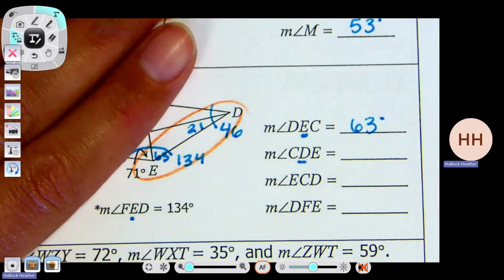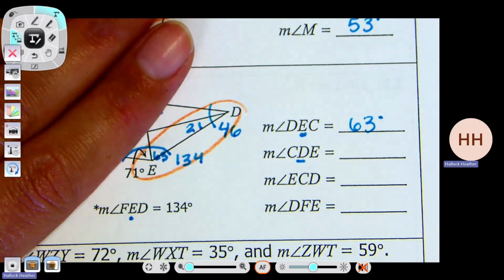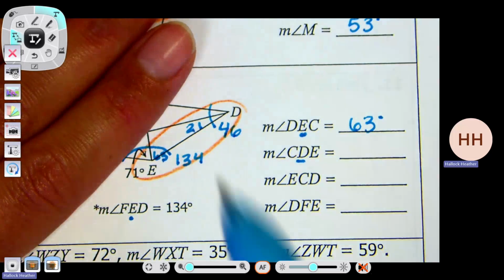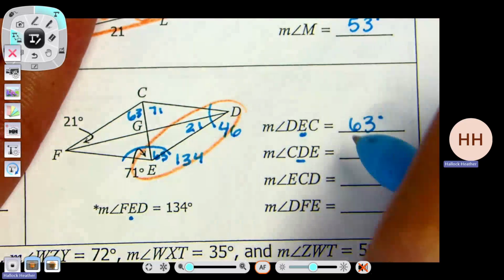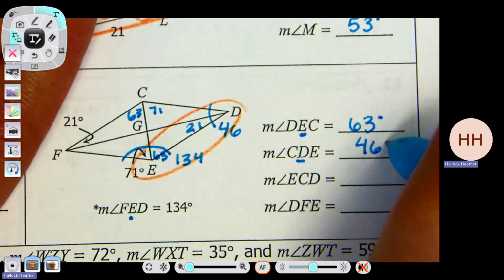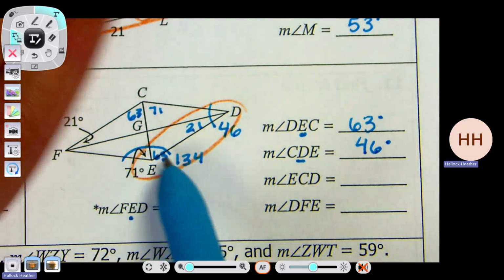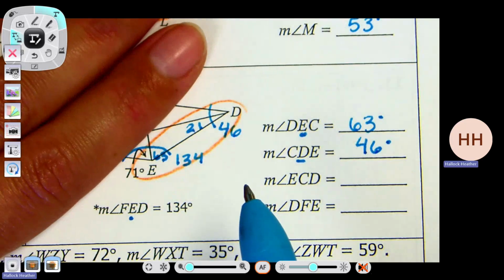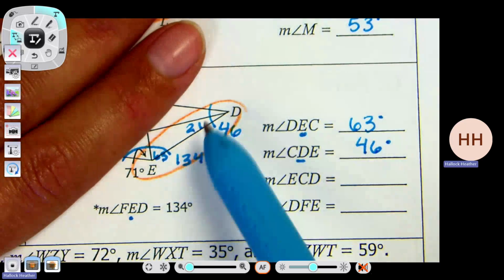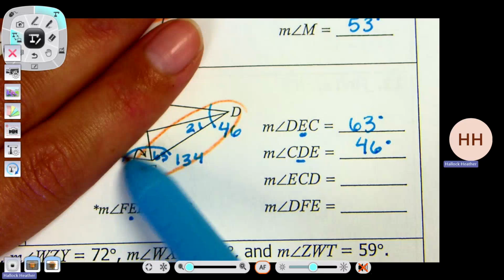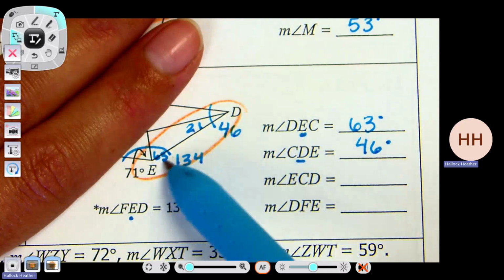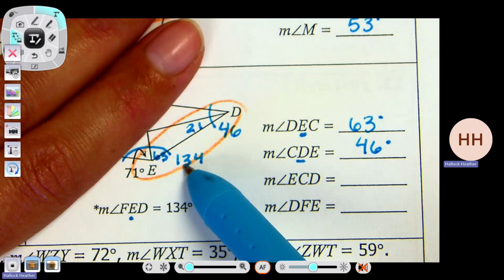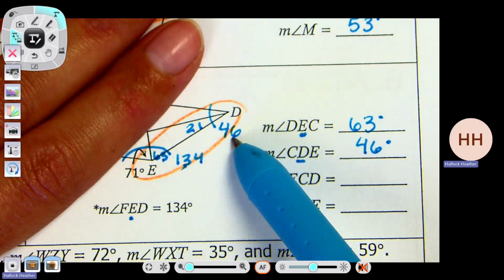Think about like the whole shape makes 360. So if I literally cover up half of it is 180. So if this is 134, this is 46. So CDE is the whole thing. So that's 46 degrees because it's technically like it's half of the shape. So if the full shape makes 360, half of it makes 180. So if this whole corner is 134, then this whole corner has to be a supplement to it. So you subtract 180 and 134 and you get 46.